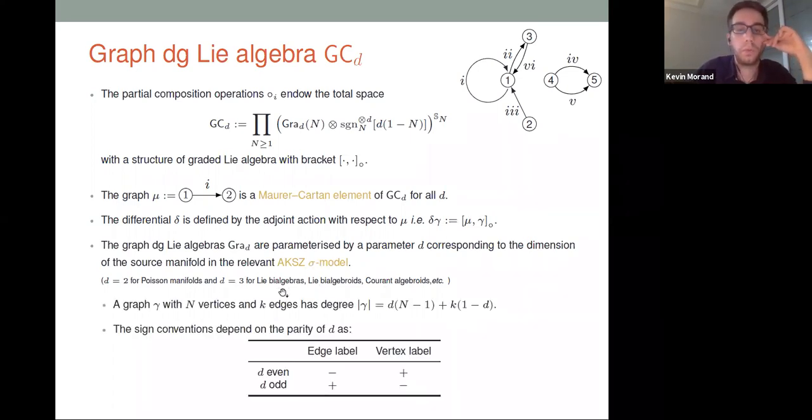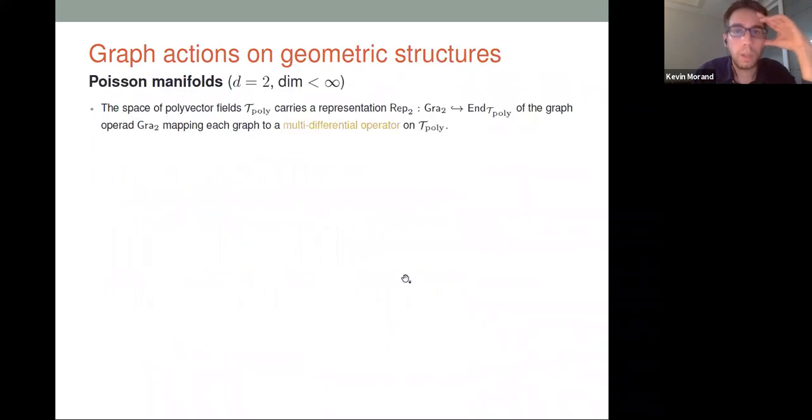So this D is important to compute the degree of the graphs. And also, the symmetries will depend on the parity of D. So for different D, we will have different graph complexes. This is the idea. And this D corresponds to the dimension of the source of the sigma model. Okay, let me move on.